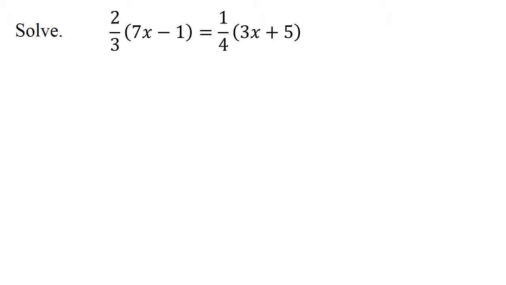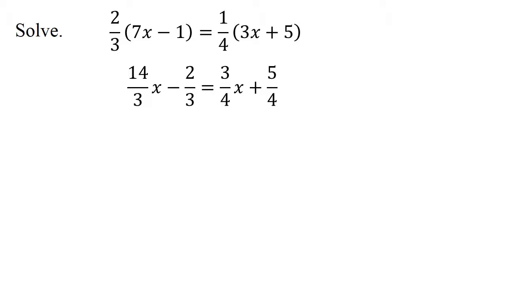Alright, so here is another problem, and this one's a little different than the other ones, but the process is similar. We want to simplify both sides, so we want to distribute. And remember, when you multiply a fraction times a whole number, always think of that whole number as over 1. So fractions, numerators together, denominators together. So 2 times 7 is 14, 3 times 1 is 3, so 14 over 3x, and so on.